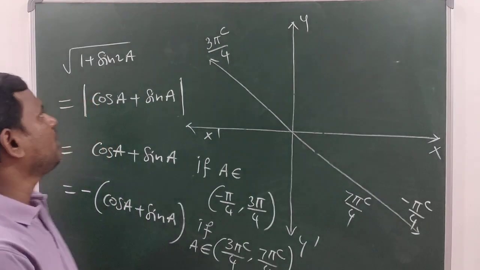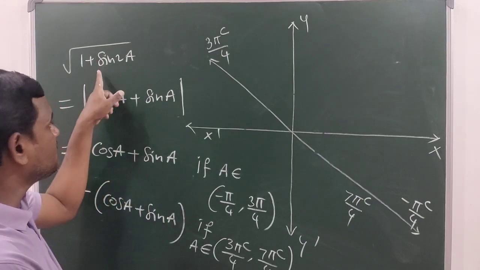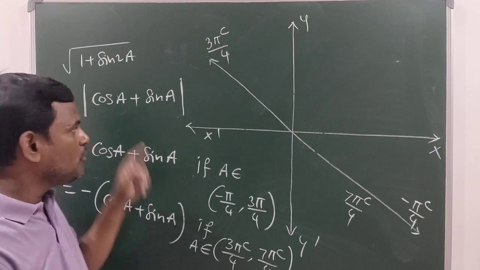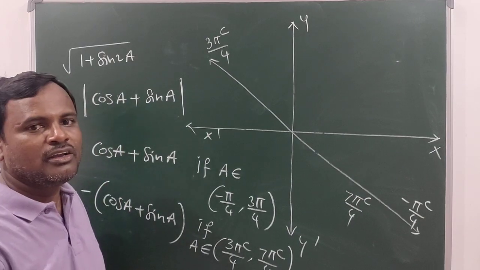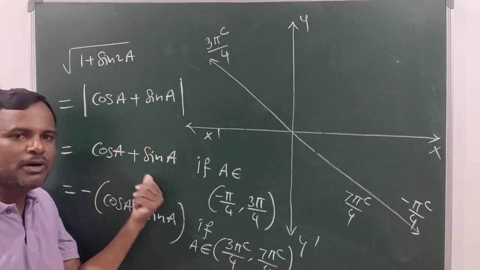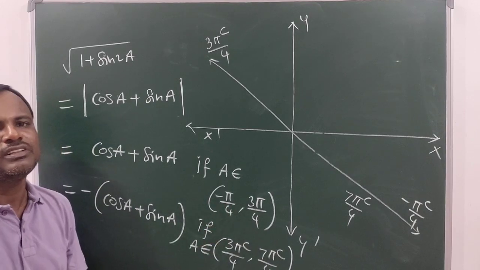Okay. So actually square root of 1 plus sin A. When you find the square root, here we get mod. Okay. So when you open this mod, you have to take plus or minus. In which interval is it going to be positive? It is when angle A belongs to minus 45 to 135.